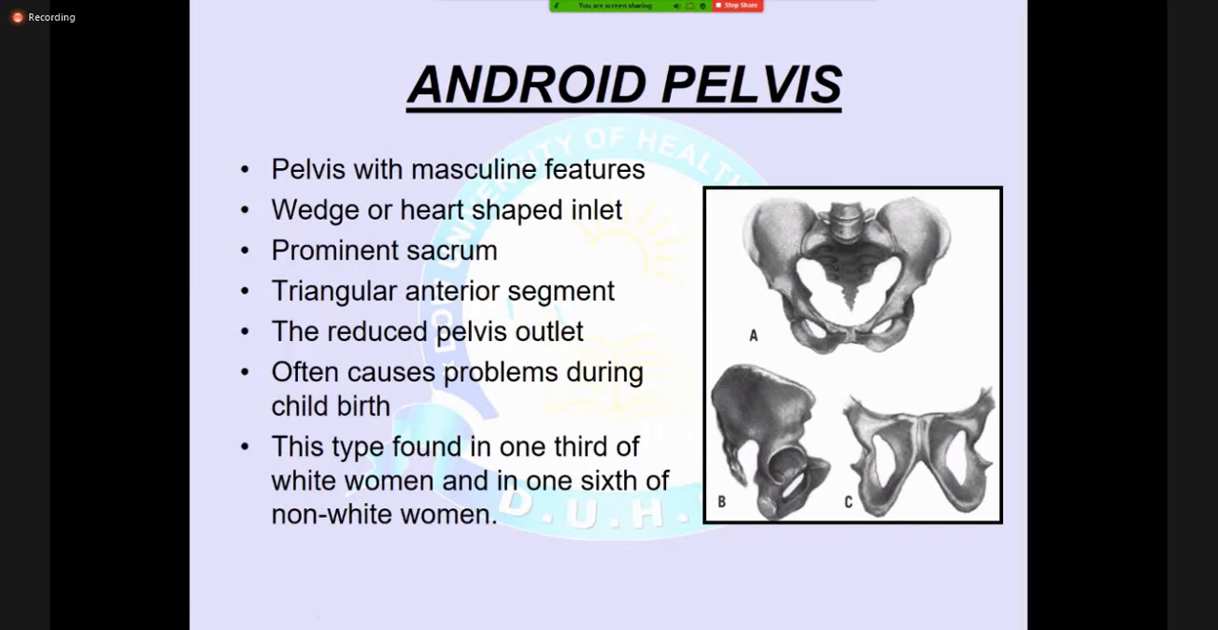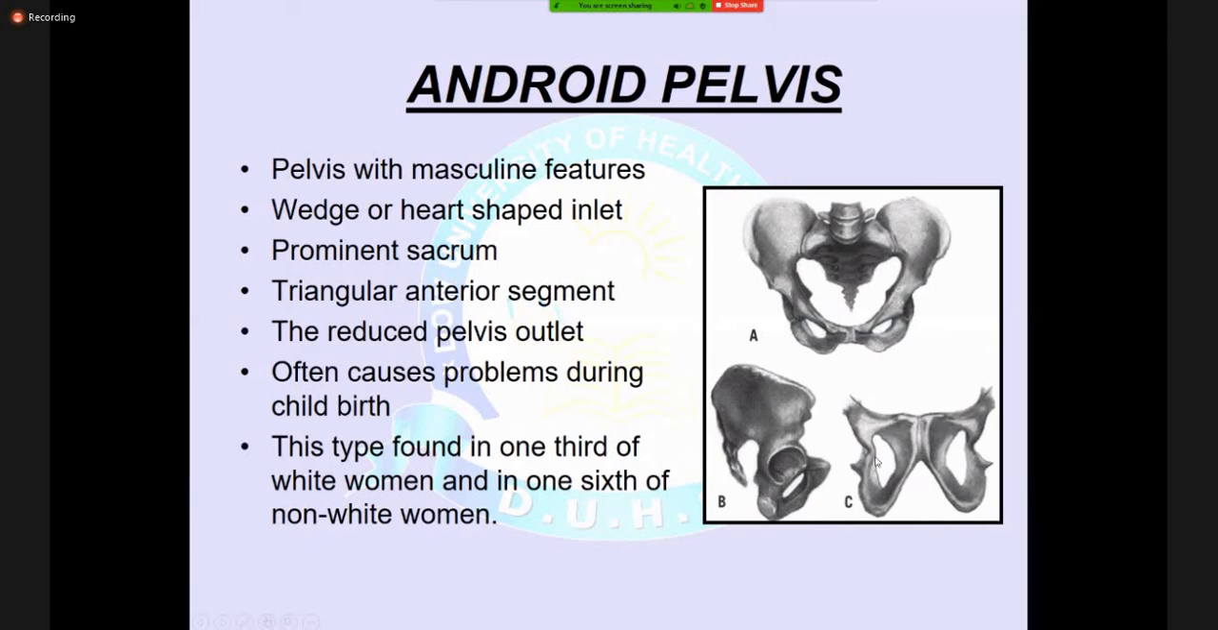The android pelvis has more of masculine features. It's more or less heart-shaped. It has a much wider and prominent sacrum. The anterior segment is pretty much triangular. The pelvic outlet, you can see the sacrum is inward going, which reduces the size of the pelvic outlet.